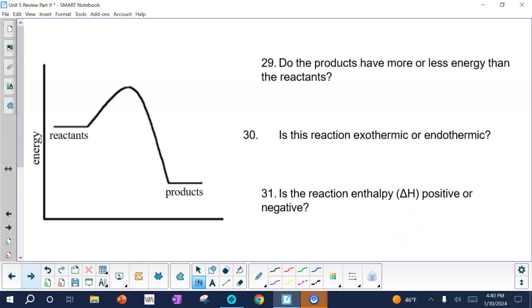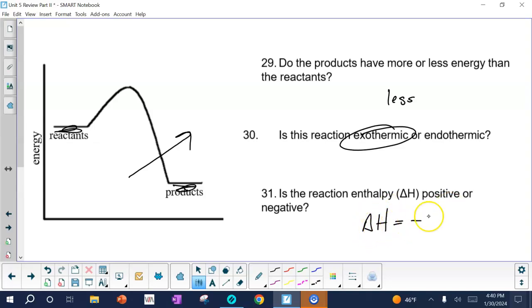Do the products have more or less energy than the reactants? Well, here are the reactants up here, here are the products down there, so they obviously have less. Is this reaction endothermic or exothermic? It has less heat at the end, so where did that heat go? It went out somewhere into the surroundings, which makes that one exothermic. Is the reaction enthalpy, the change in heat, positive or negative? Delta H in this instance would be negative.